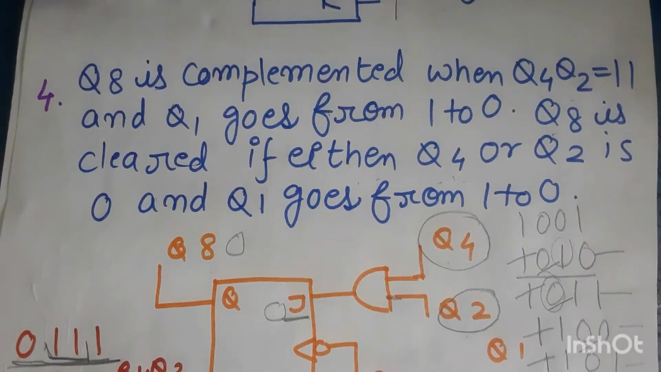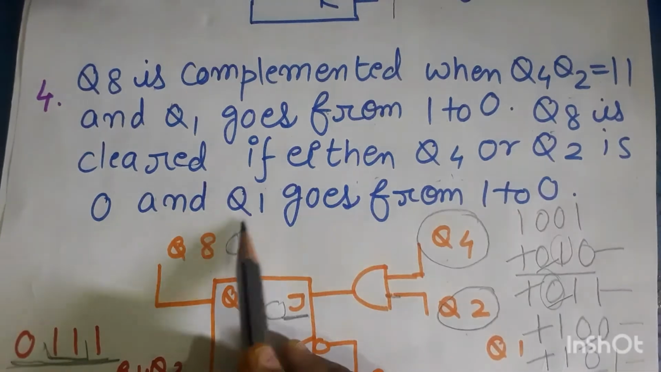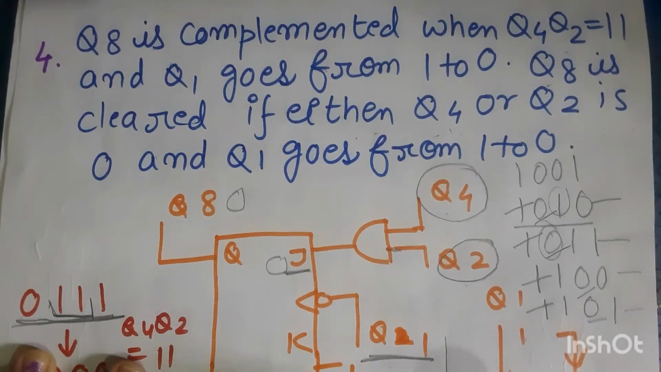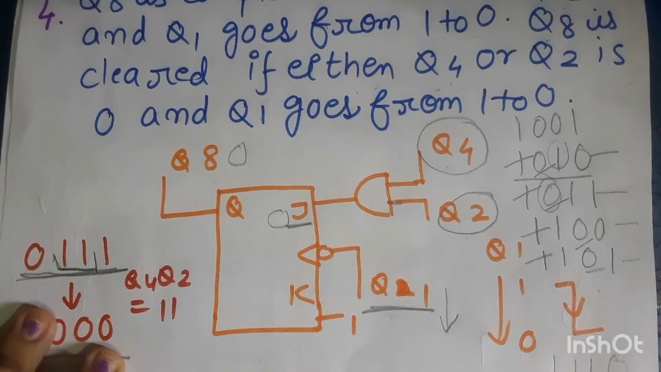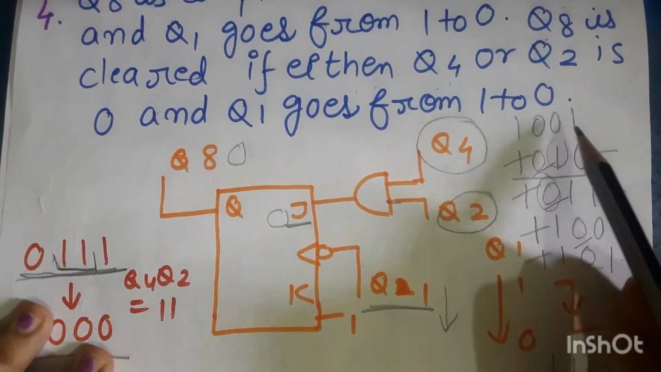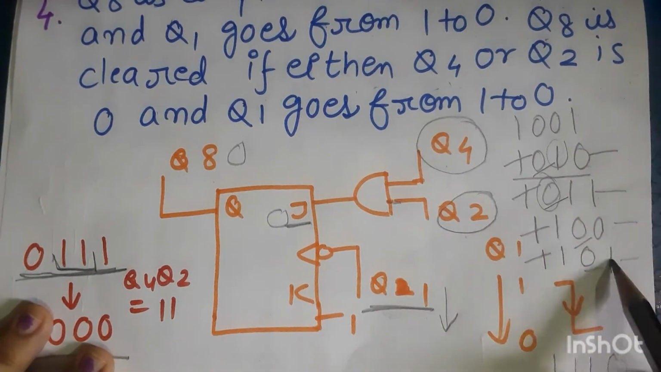And the 1 to 0 transition is if either is 0 and Q1 goes from 1 to 0. Obviously, when Q1 is going from 1 to 0, then only the JK flip-flop will get triggered and the transition can happen. Whatever J is there, that will go to Q8. So when is the transition happening? 1 to 0. Here it is happening 1 to 0.